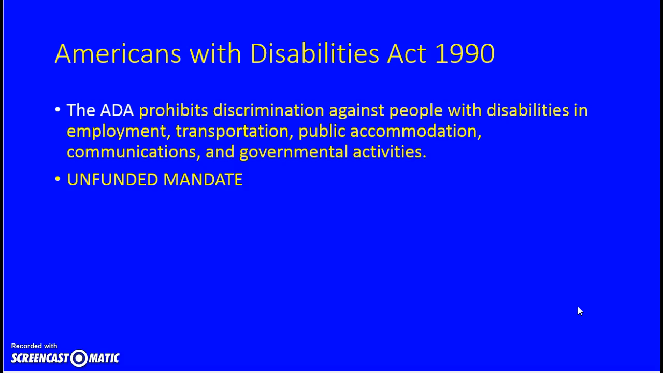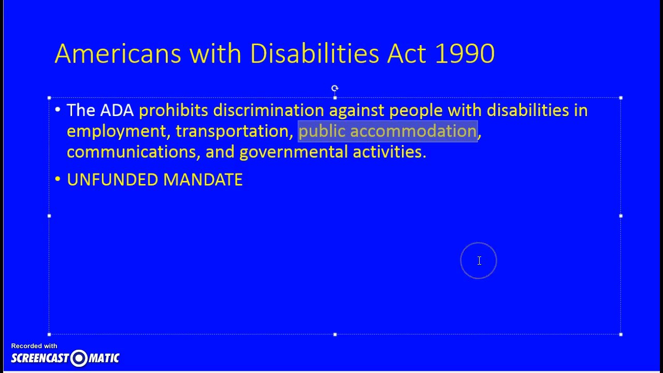Two acts I want you to know about. The Americans with Disabilities Act. This was an unfunded mandate, and it prohibits discrimination against people with disabilities in employment, transportation, public accommodation, communications, and governmental activities. Looking at the part about public accommodation, that's talking about getting the handicap parking spaces, wheelchair ramps, accessible restrooms, elevators, that type of thing in public places, as well as discriminating against people with disabilities in employment. And if a person couldn't get to their job, and that was the main reason that they couldn't be hired, that would be a problem.